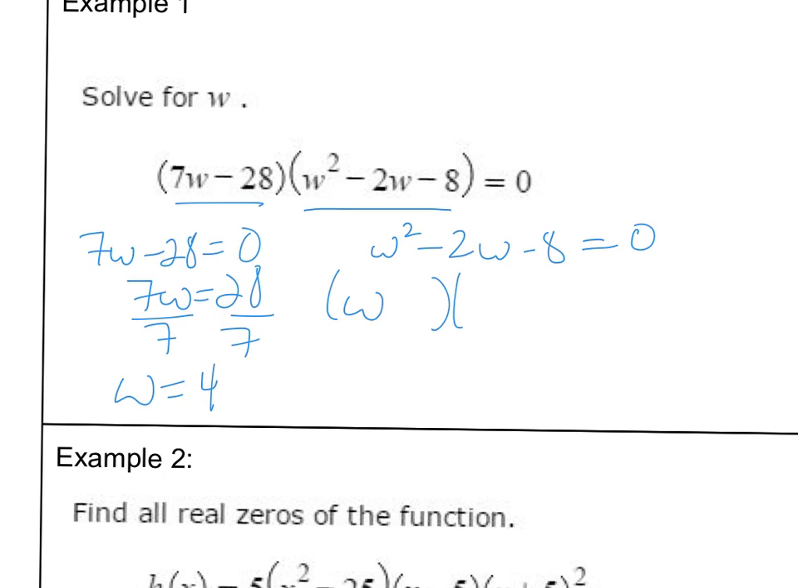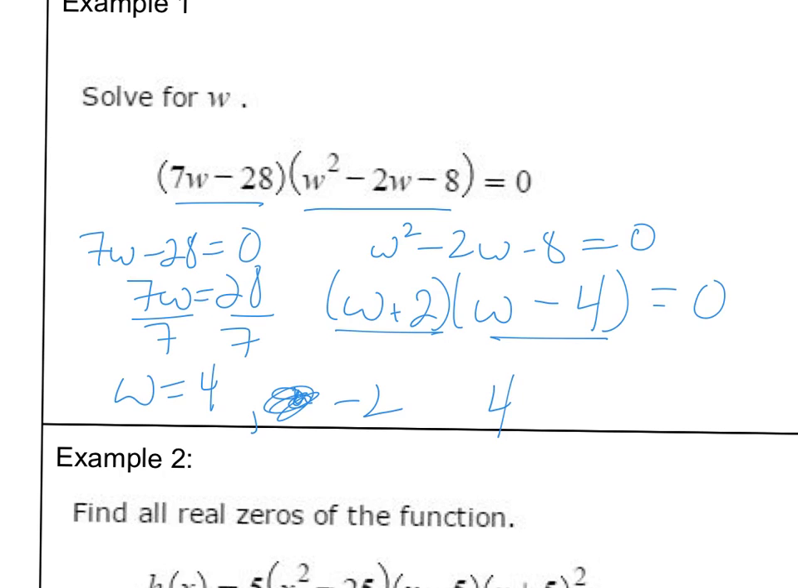This does factor, though. There are things I can think of that multiply to make 8 and add to make negative 2. If this 4 is negative and that 2 is positive, I will get a negative 8, and 2w and negative 4w will make negative 2w. And this is still equal to 0, so then we can find our additional answers of negative 2, and then positive 4 again.